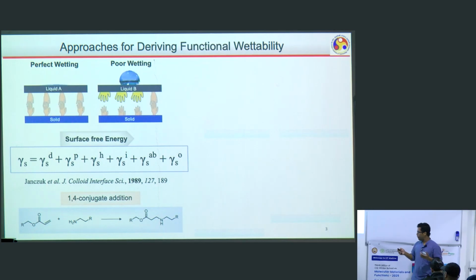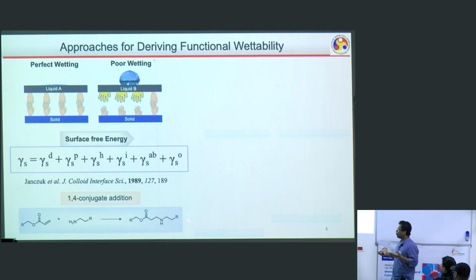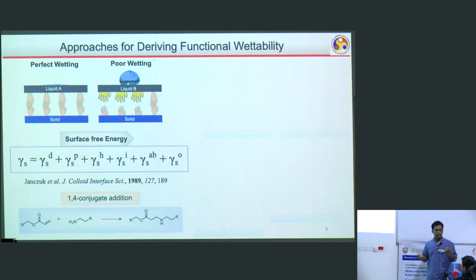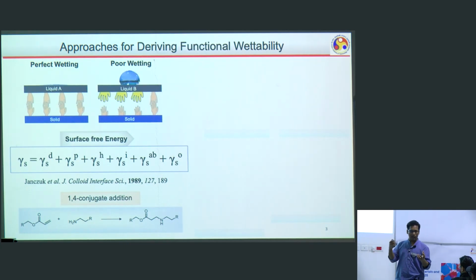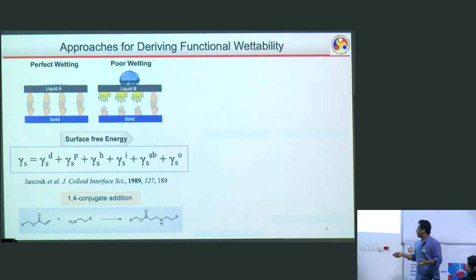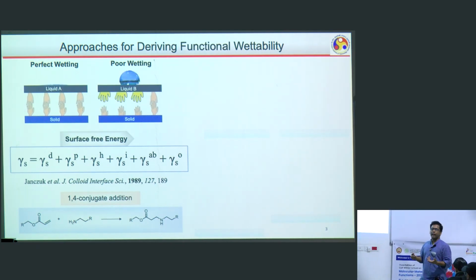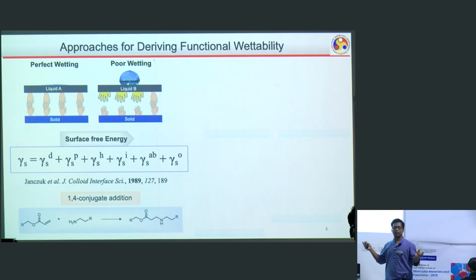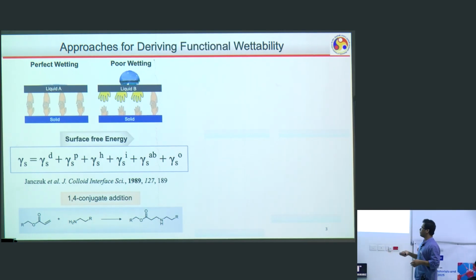So here we thought that this 1,4 conjugate addition reaction would be very handy. Why? This reaction happens at ambient conditions because the reactants we chose have acrylate and amine. So the aza-Michael addition reaction happens at ambient conditions, and it doesn't produce any side product. So that concern about side products is no longer there in this particular system.